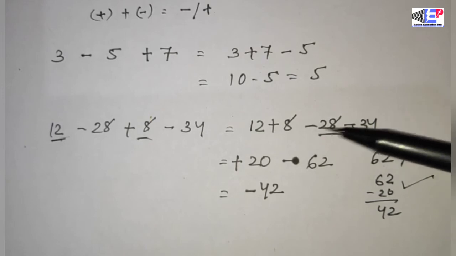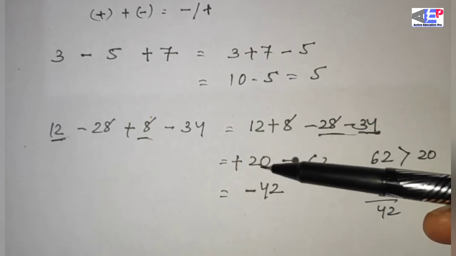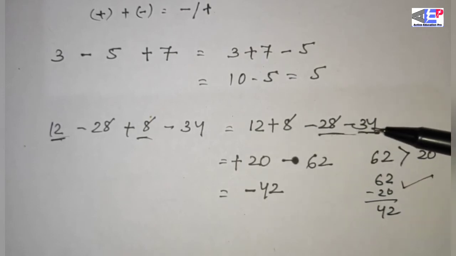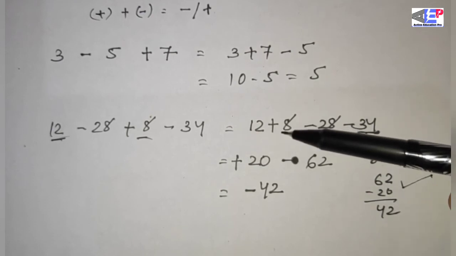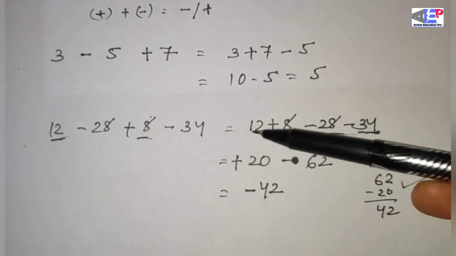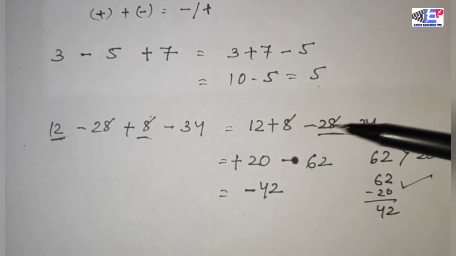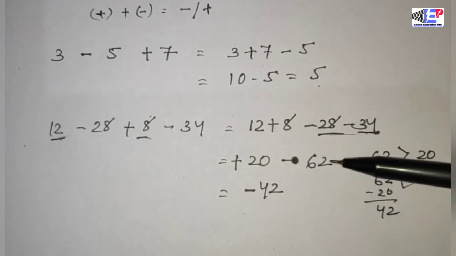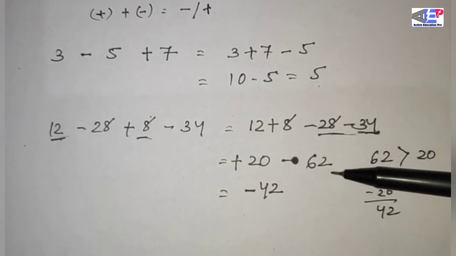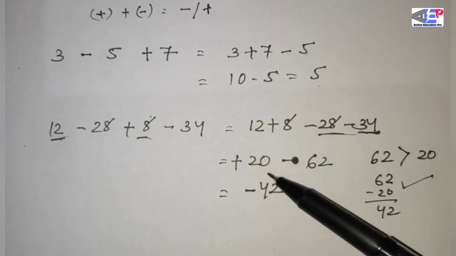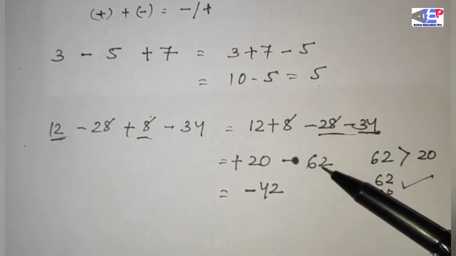Similarly, in our second case, 12 plus 8 is 20 and minus 28 minus 34. At the time of same signs, just add the numeric. Positive with positive, so add the numerical value. Negative with negative, both are negative integers, so just put the negative sign and then add the numerical value. But after this step, it becomes a positive integer with another negative integer. So what to do?